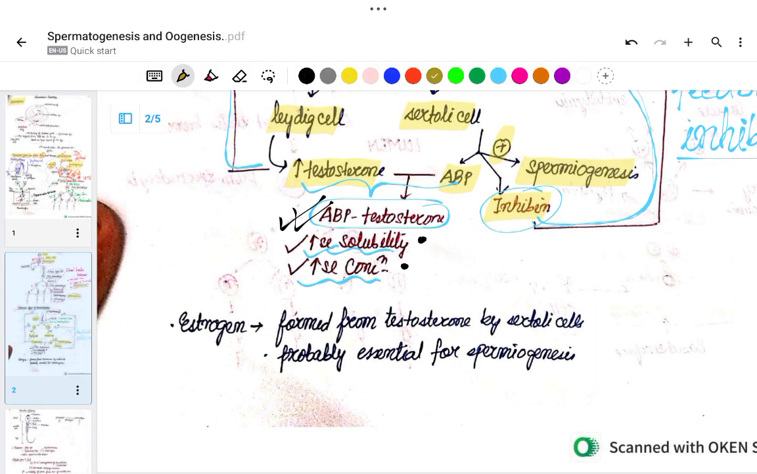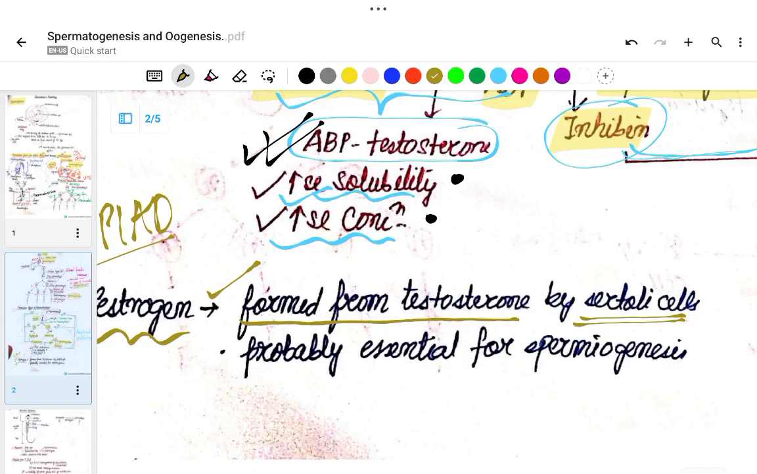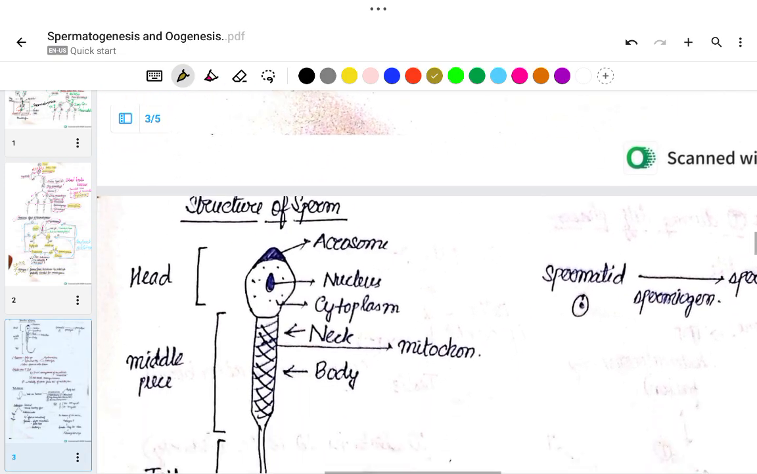Okay, next, estrogen. Estrogen is also formed from testosterone by Sertoli cells. This is something out of the box, for Olympiads. It is probably essential for spermatogenesis. The exact function is not known, but it may be essential for spermatogenesis.